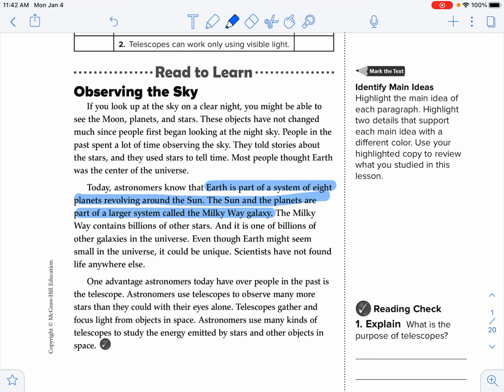One advantage astronomers have over people in the past is the telescope. Astronomers use telescopes to observe many more stars than they could with their eyes alone. So we'll go ahead and highlight that. Telescopes gather and focus light from objects in space. Astronomers use many kinds of telescopes to study the Earth, the energy emitted by stars, and other objects in space. Telescopes are something we're going to spend a few days looking at, whether you're in person or virtual, okay?